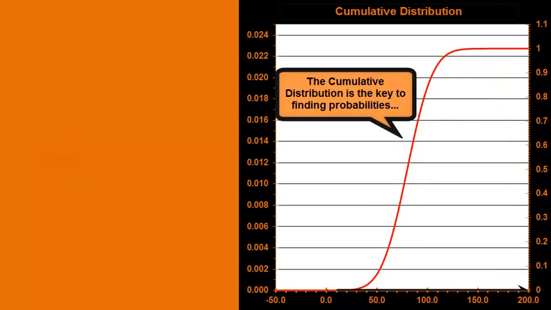The cumulative distribution is the key to finding probabilities. Finding the values of the cumulative distribution will be the subject of the next video.